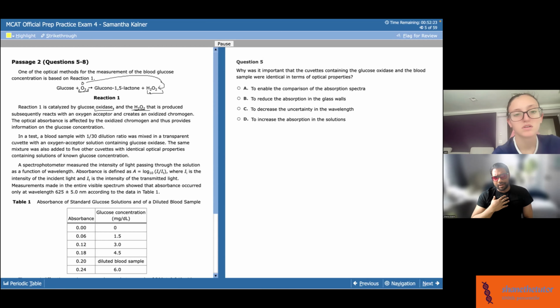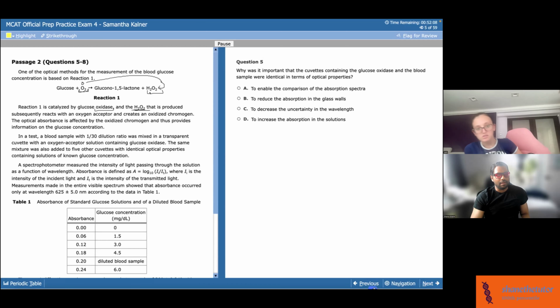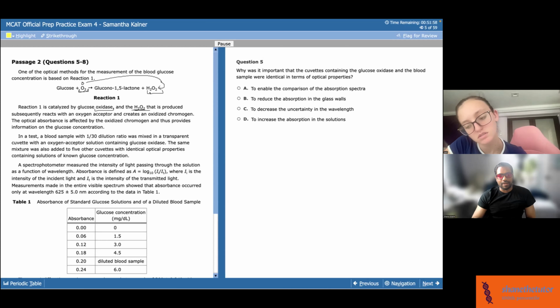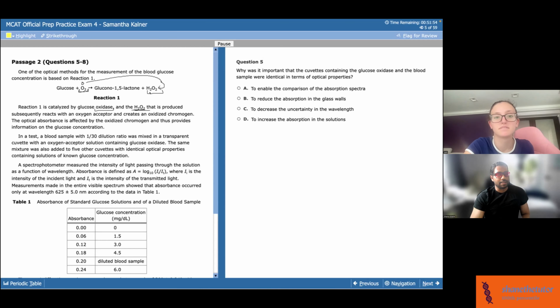You could also think about it by looking at the oxidation state. It goes from 0 to negative, so it's gaining electrons, which means it's getting reduced. Then they say the hydrogen peroxide reacts with an oxygen acceptor and creates an oxidized chromogen. So that likely is the hydrogen peroxide getting oxidized this time, but we don't know for sure yet. This chromogen has a certain optical absorbance, and that can give us information on the glucose concentration. Then you're starting the next paragraph.